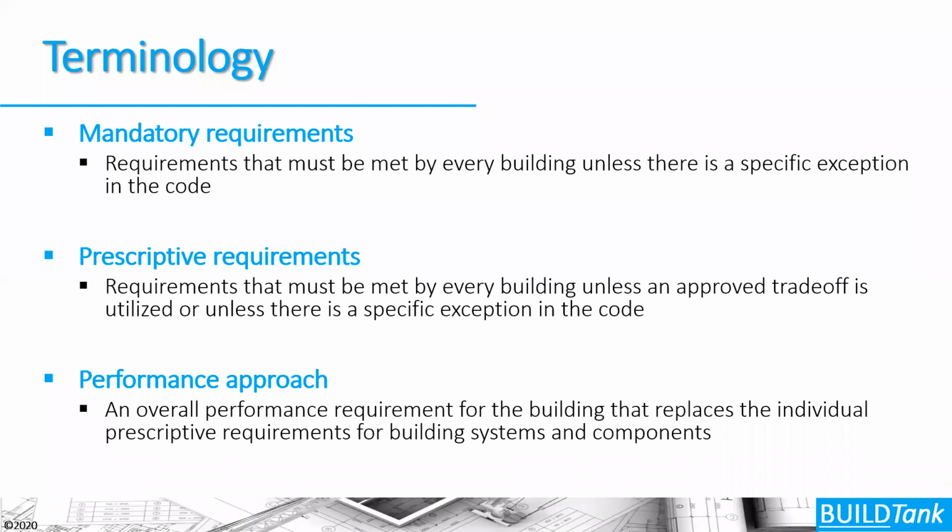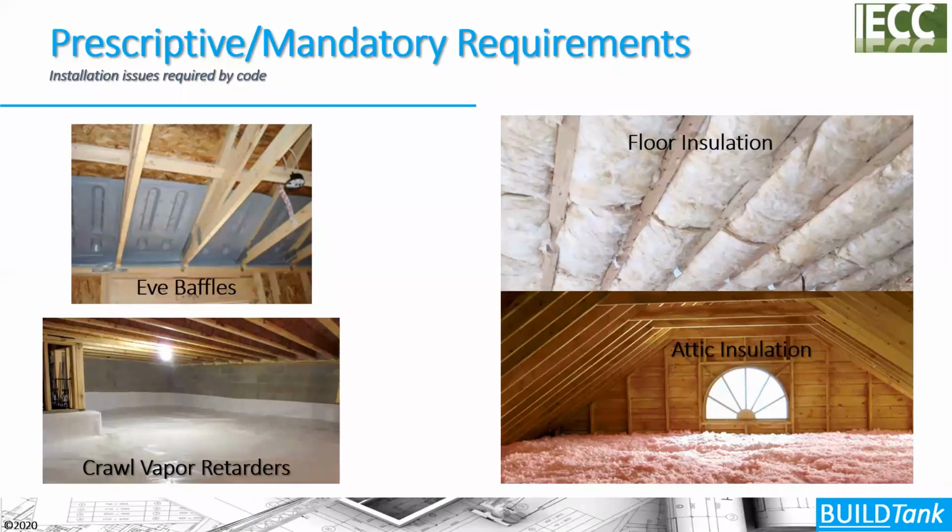So what we see is that everything in the code is mandatory unless there is a specific exception in that code. Everything in the prescriptive section is mandatory unless you can do a trade-off or there is a specific exception in the code. So for example, attic eave baffles are in that prescriptive section of the code.